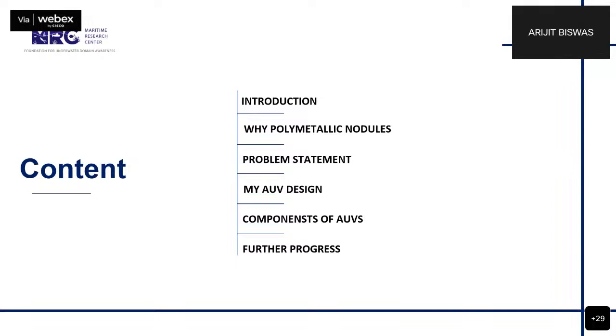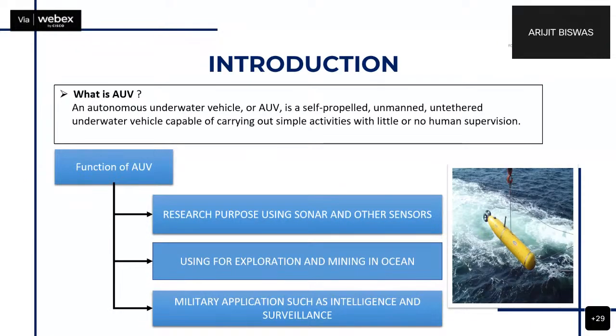So let me give you a brief introduction of an AUV. So basically, what is an AUV? An AUV is an autonomous underwater vehicle that's self-propelled, unmanned, and capable of carrying out simple activities. The next is the function of an AUV. We can use the AUV for research purposes using sonar and other sensors, for exploration and mining in the ocean, and also for military applications such as intelligence and surveillance.